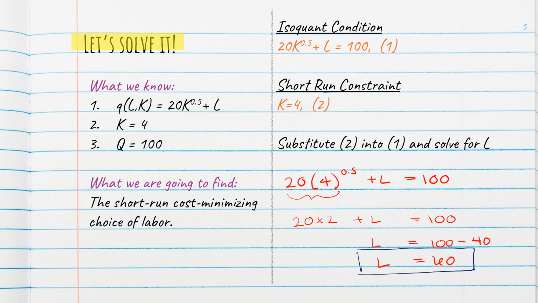And this is the point along our 100 unit isoquant where we have 4 units of capital. We're figuring out when K is 4, how much labor do we have to hire in order to meet our production constraint of 100 units?